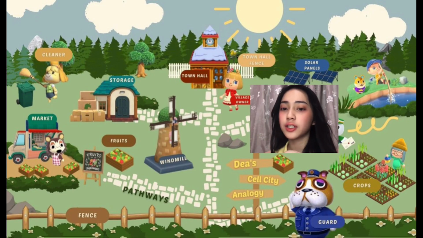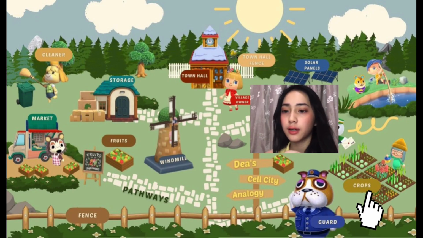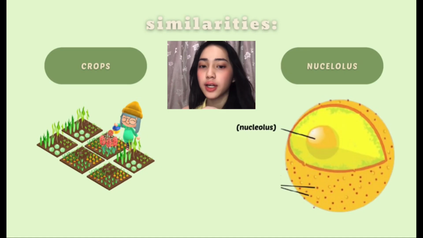Over here, you'll see the village's main source of production. These are the crops, and their function is to produce fruits and vegetables to sustain food for the village and to help the village grow. Just like how ribosomes are produced in a nucleolus, ribosomes make proteins. Therefore, the nucleolus plays a vital role in making proteins in a cell.